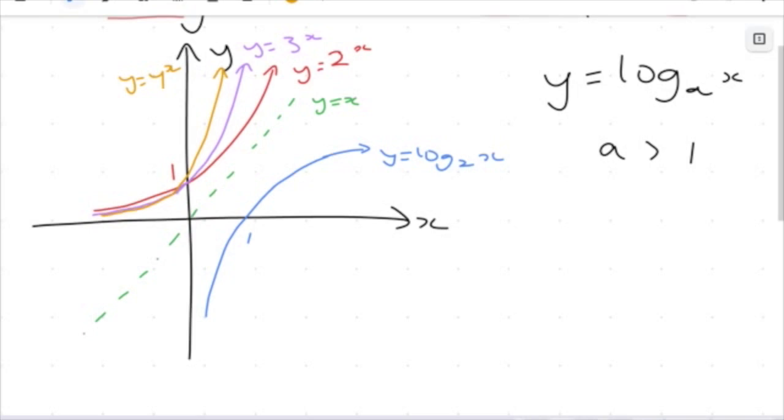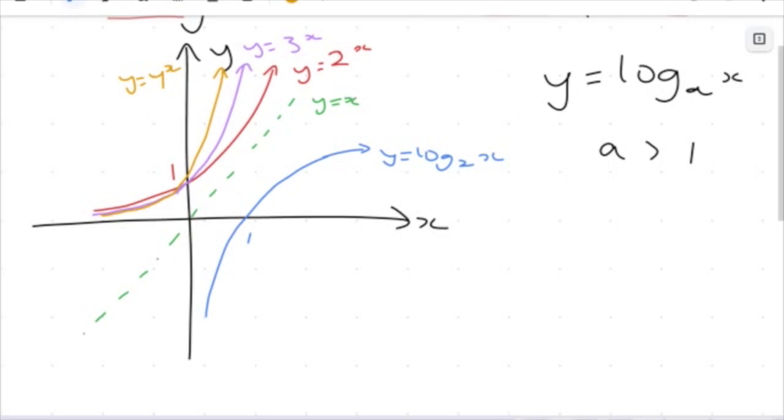Now, let's just apply this same thing to the log graph. And we're going to look at this first through a table of values, something that we're quite familiar with, will be easy to work with. And then we're going to talk about this through the lens of what we understand about inverse functions so far.